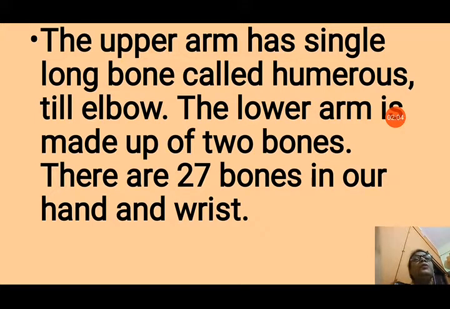The lower arm is made up of 2 bones. There are 27 bones in our hand and wrist. Many small bones are present in our hand and wrist. Very small bones make our wrist and the fingers. You know that each finger contains 3 bones, and the thumb has only 2 bones.